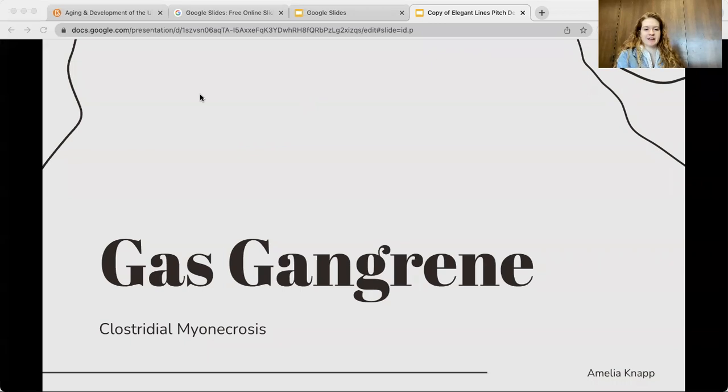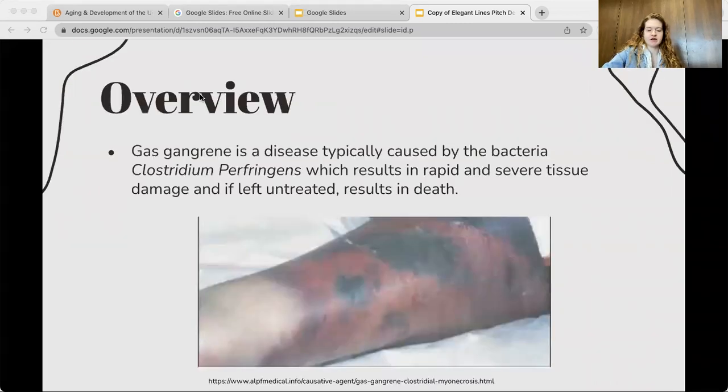Hi guys, I'm Amelia and I'm going to be presenting on gas gangrene, and this disease is commonly known as clostridial myonecrosis. So just an overview of the disease, gas gangrene is typically caused by the bacteria Clostridium perfringens, and it will result in severe tissue damage and potentially death.